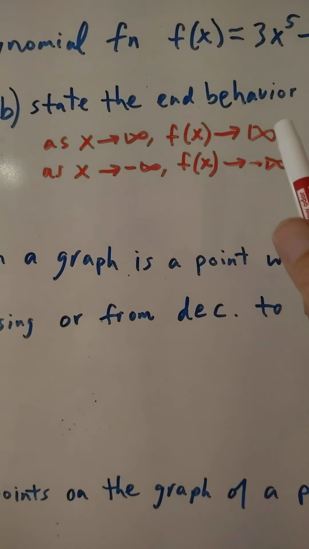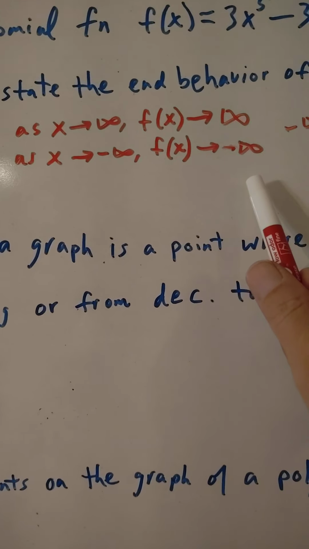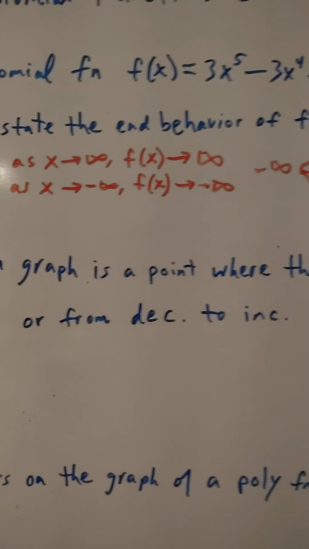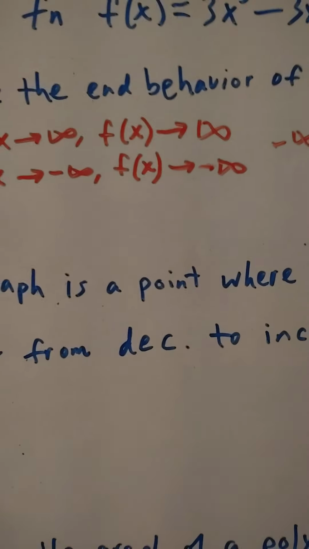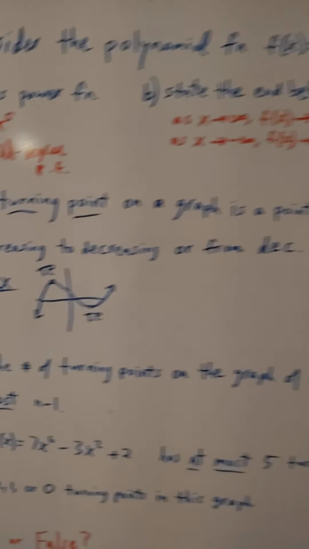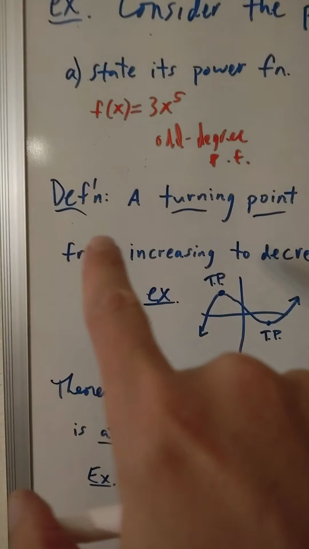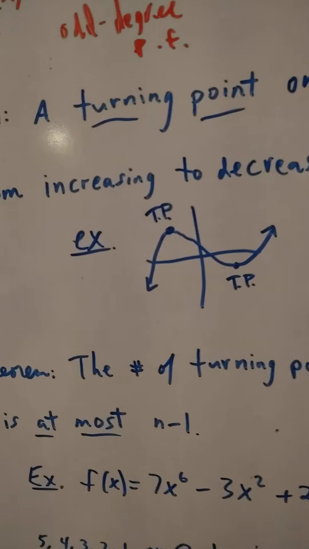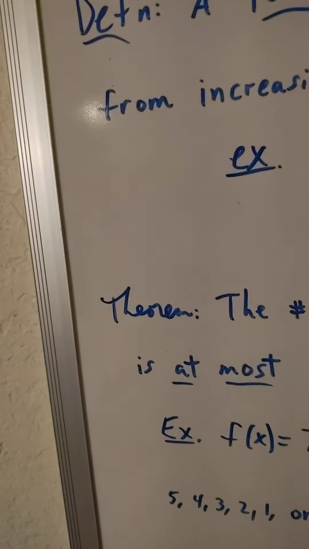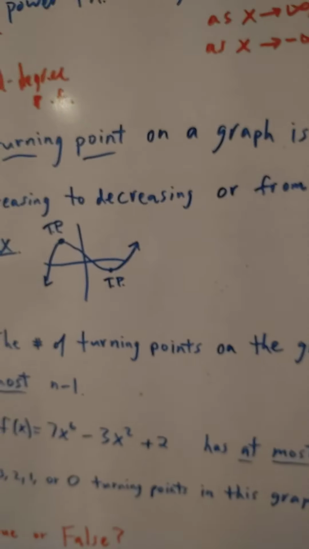And then what would the blanks be? It'd be infinity, and this would be positive infinity as well. So notice the end behavior is different for odd degree and even degree power functions. So, okay, we answered that one well. Let's move on to a definition, a turning point. So that's a vocabulary word with these polynomial functions.